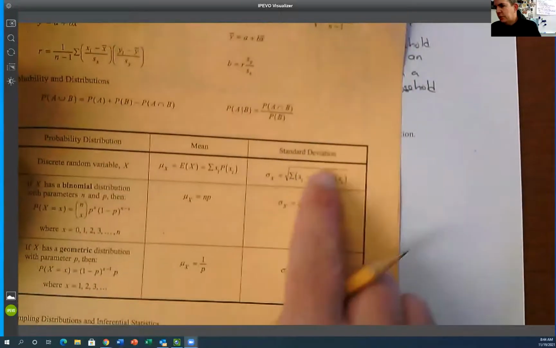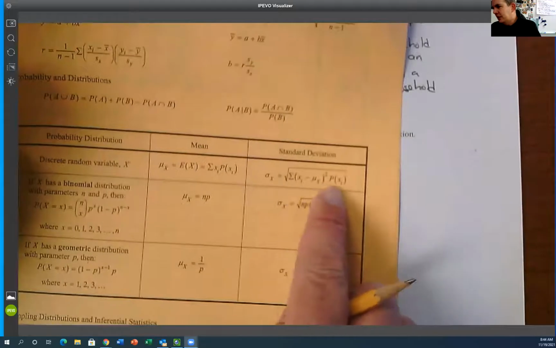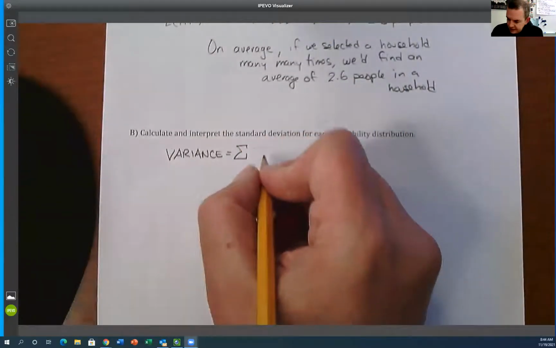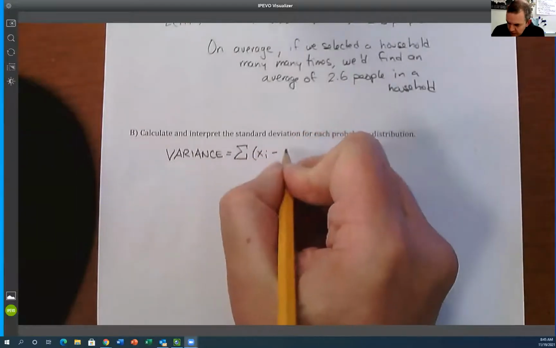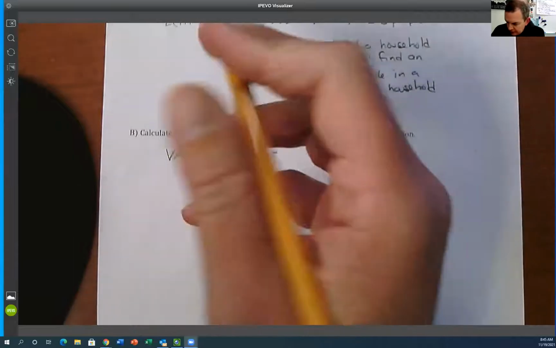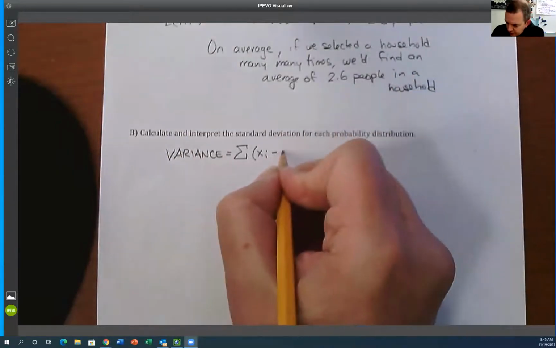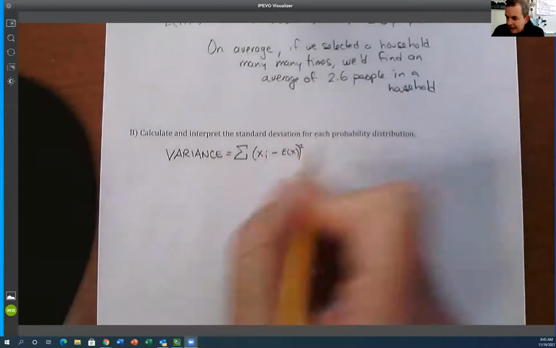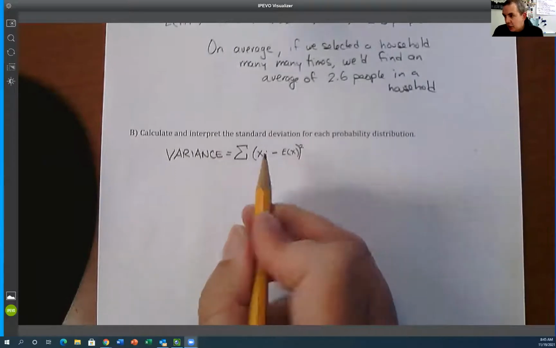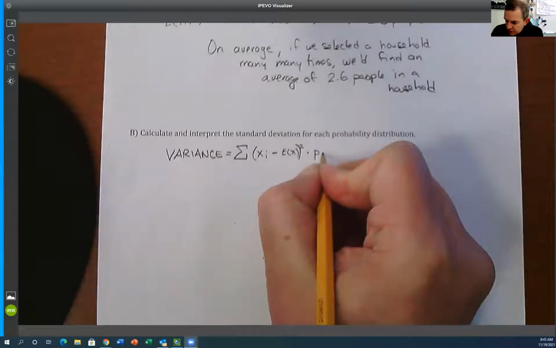So here's our formula for standard deviation. The variance is this part underneath the square root sign. That's variance. We're finding the difference between each individual household's outcome and the mean, the expected value. And we're squaring it. We're finding out how far each outcome is from the expected value. We're going to multiply that times its corresponding probability.